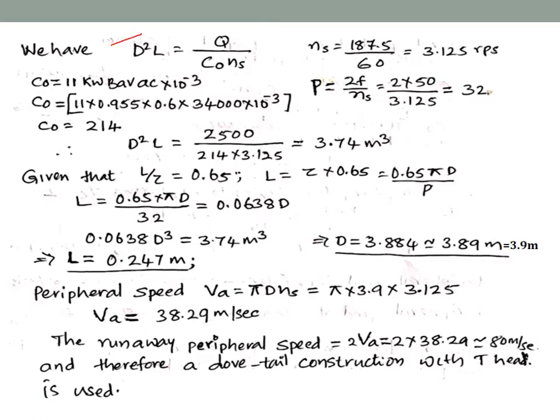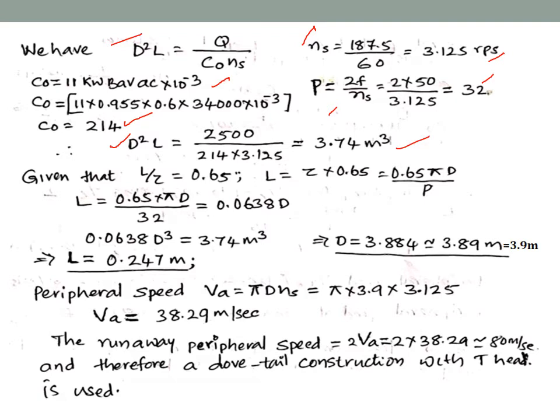For that, D square L is Q by C naught NS. NS is about 3.125 RPS. Poles using this equation comes out to be 32. So now here, substitute all those things, C naught comes out to be 214. Finally, find D square L. So D square L is equal to 3.74 meter cube.